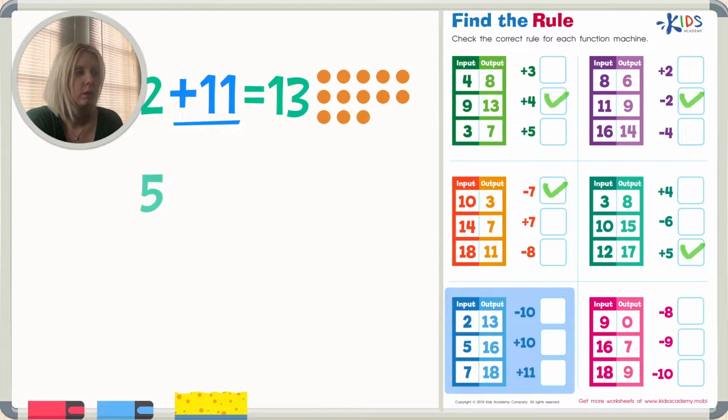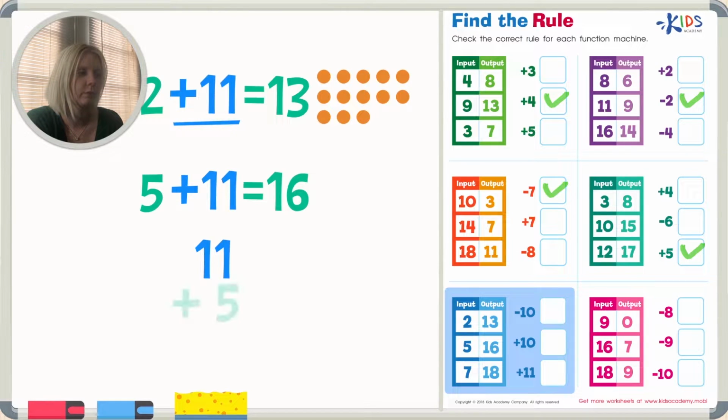So 5 plus 11 equals 16. Is this right? I don't know. Let's write it over here. I like to start with 11 plus 5. It's the same thing whether I put the 5 or the 11. And then 5 plus 1 is 6. Bring down the 1, is 16. So that's right. I know this is right.